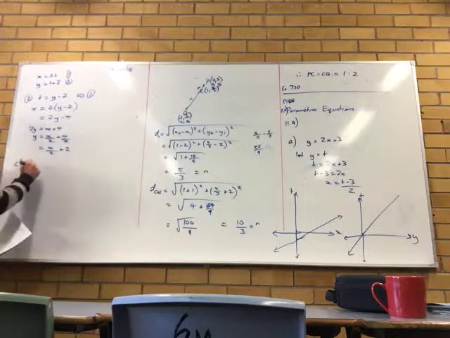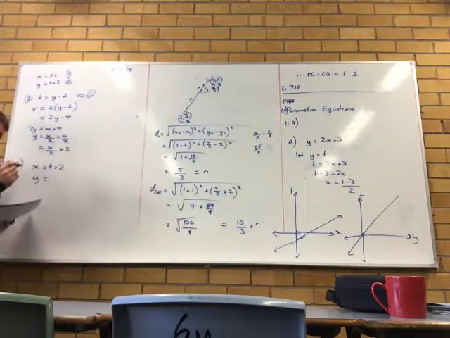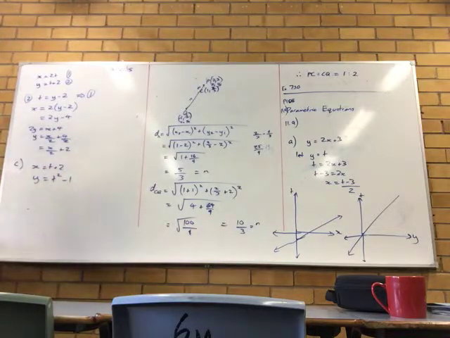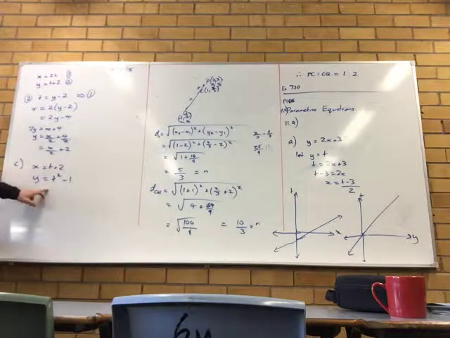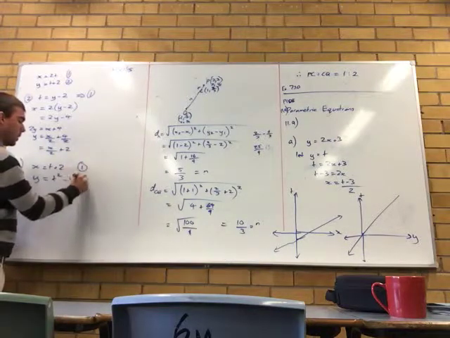Cartesian equation of x is t plus 2 and y is t squared, take away 1. Okay, so we've had two linear ones there. So now we have a non-linear one as well, so we can have that as a part of our parametrics. So it depends on the complexity of it. Sometimes we can't put them from parametric back to Cartesian. So equation 1, equation 2.